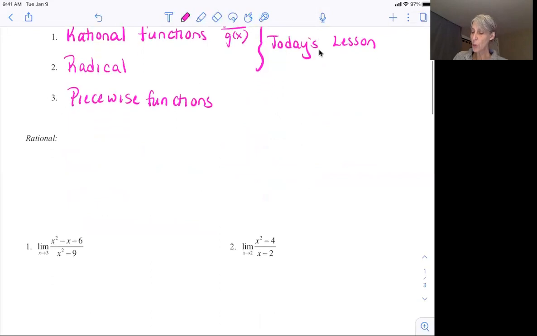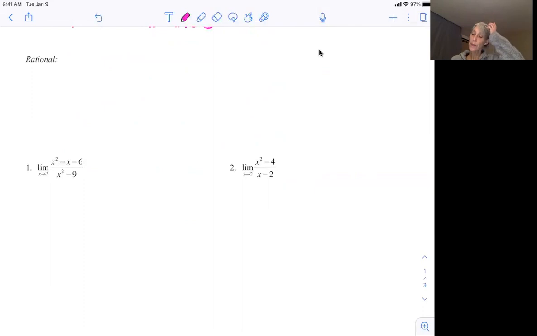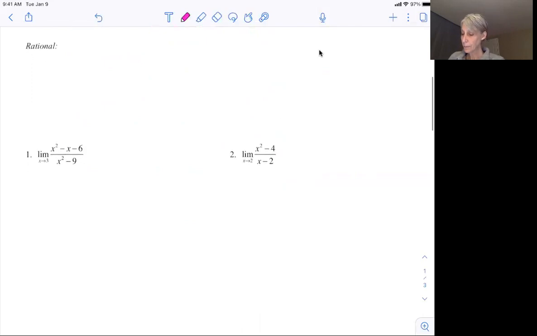So I'm just going to jump to an example first, and then we'll go back up and talk about what to do for the problem. So if we take this example, the limit as x approaches 3 of x squared minus x minus 6 over x squared minus 9. If I plug in 3 to start with, I'm going to wind up getting 0 over 0, which means when I plug in my c value into this function, it's undefined. I won't get an answer.